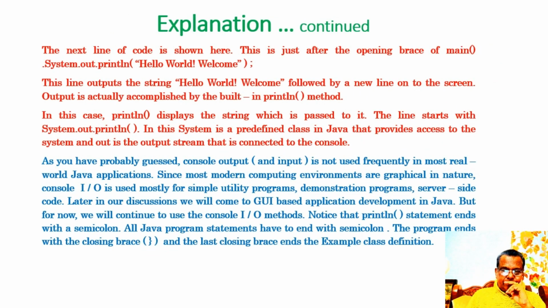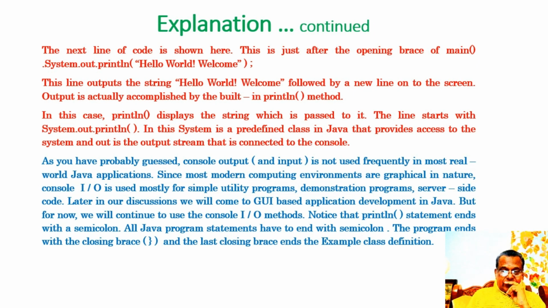Explanation continued. The next line of code is shown here, just after the opening brace of main. That is System.out.println, or println, in brackets, Hello World Welcome. Close the bracket, put a semicolon. That's it. This line outputs the string Hello World Welcome followed by a new line onto the screen.